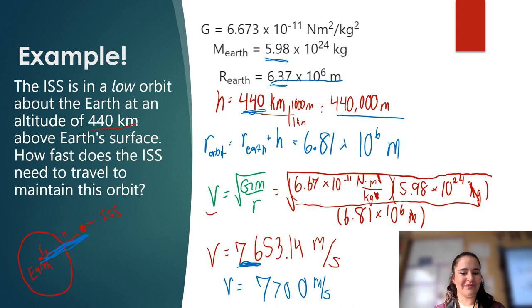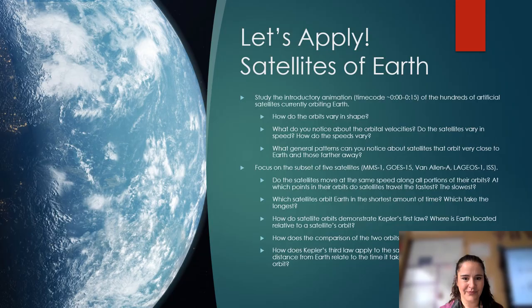Okay, cool. So let's go ahead and see what these laws look like conceptually. Okay, we're going to be looking at the satellites of Earth in an animation. So during the first part, I want you to look at how the orbits vary in shape. What do you notice about the velocities? Do they vary in speed? And what general patterns can you notice about those that are close versus those that are far? Okay, we'll do that first and then we'll come back to focus on that subset.